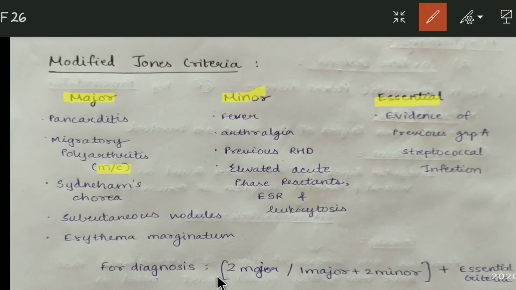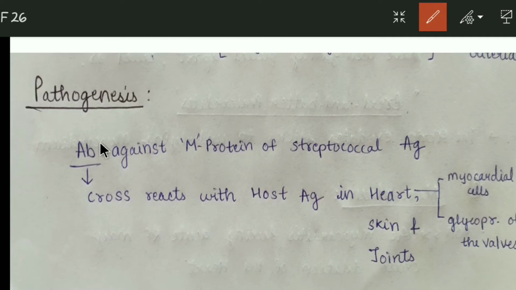Now for the diagnosis, two major criteria or one major plus two minor criteria is needed along with the essential criteria. Next, pathogenesis. Here, the antibody against the M protein of the streptococcal antigen is produced, which cross-reacts with the host antigen in heart, skin, and joints. In the heart, the myocardial cells and the glycoprotein of the valves are affected.